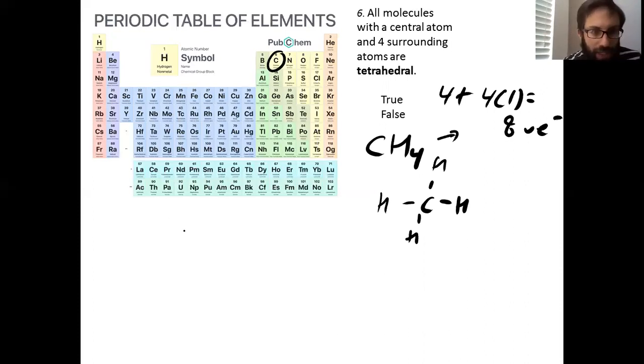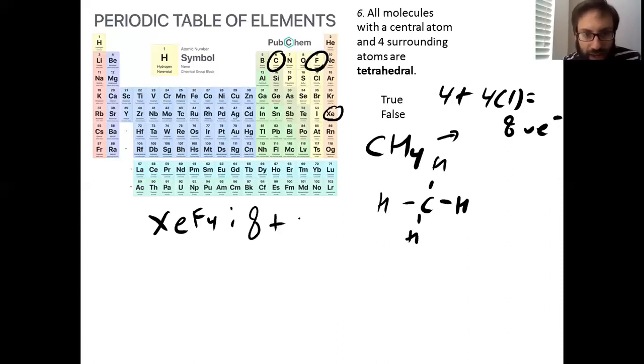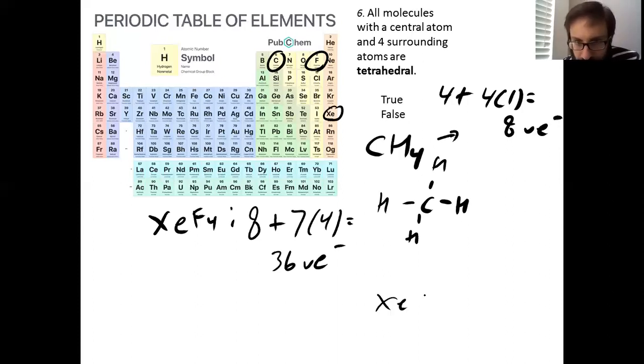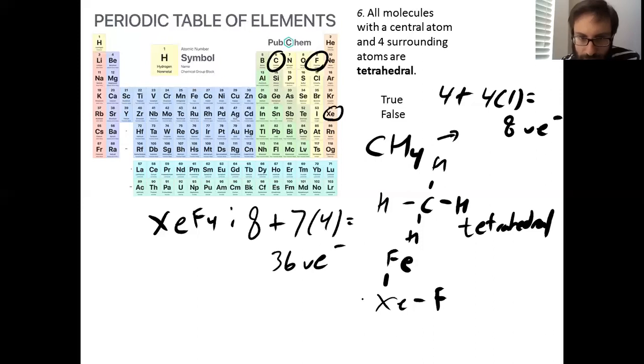So an example would be xenon tetrafluoride. Let's do the valence electrons for that. Xenon is a noble gas, 8 valence electrons. Fluorine is a halogen, that's 7 valence electrons. There's 4 of them. That's going to get you 28 plus 8, that's 36 valence electrons. And so you put down your central atom. This is tetrahedral, by the way, methane. You put down your central xenon and you put your fluorines. Oops, it should be a fluorine, not an iron.